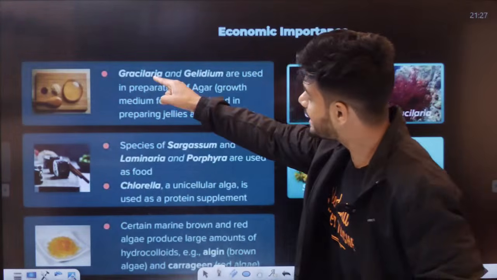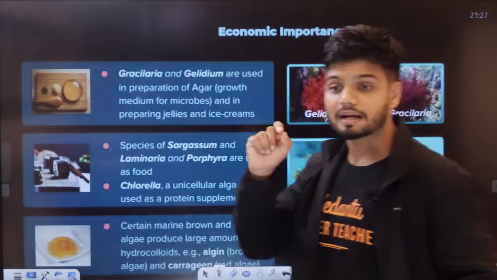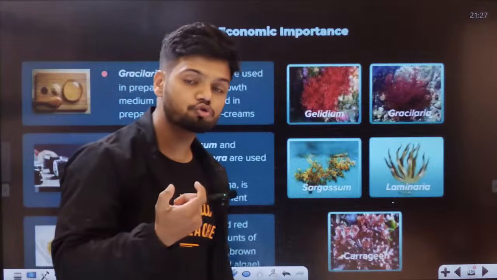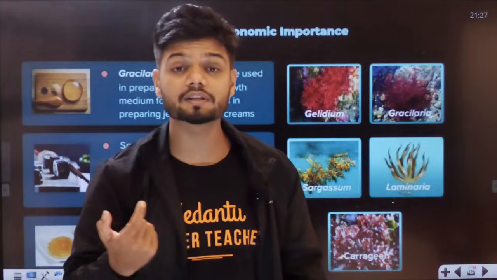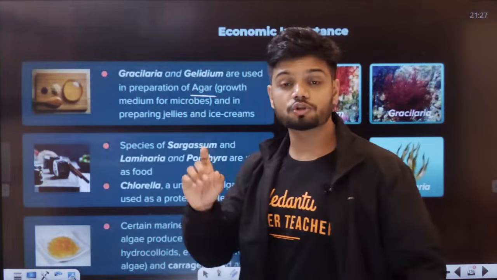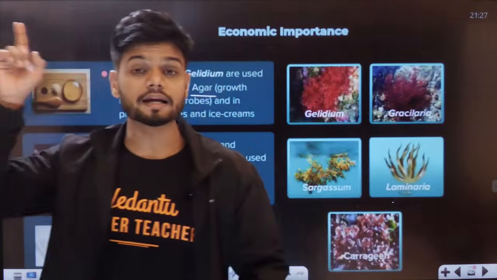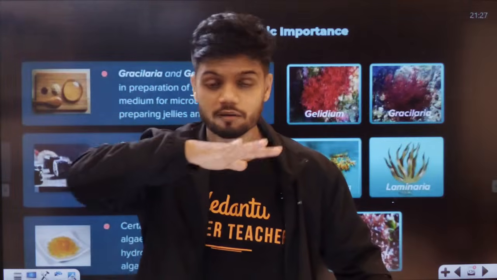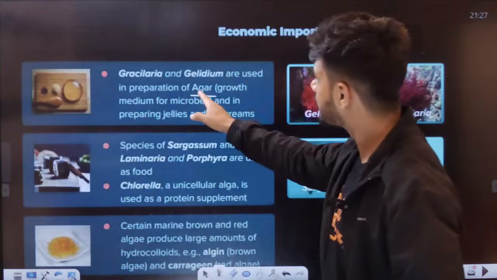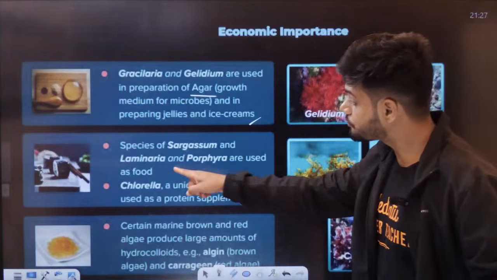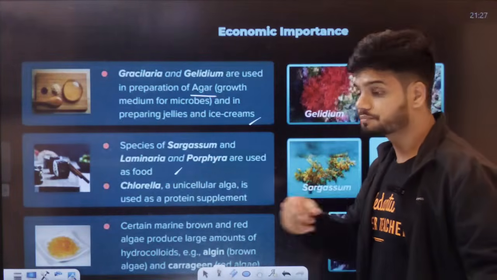There is something called as Gracilaria and Gelidium. They are used to make jellies, ice creams, and agar-agar. Now, agar-agar is used in your gel electrophoresis. It is also used in microbiology to make the medium where we grow bacteria. Sargassum and Laminaria are used as food also. Chlorella is your space food.